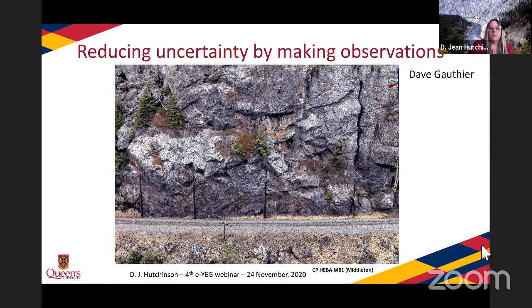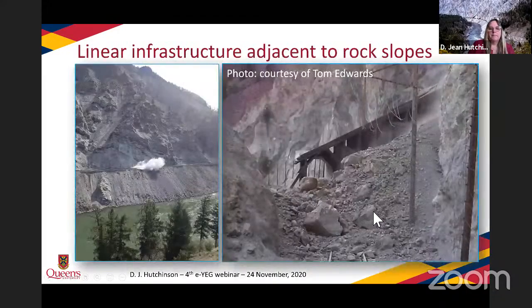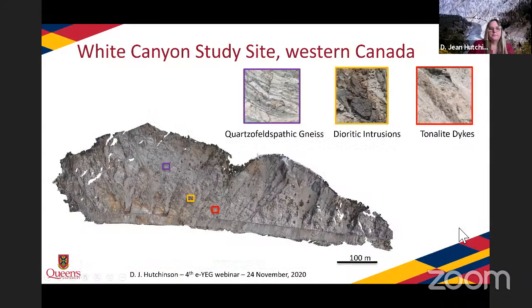So the first case I want to talk about is reducing uncertainty by making observations. We're talking about linear infrastructure that's adjacent to rock slopes, in this case, railways in Western Canada. And we have anything from very small failures, such as you see on the left side, to larger events on the right side. The site is located, as I said, in Western Canada. This is one of the slopes we look at. And I just wanted to include some information about the geology. This is a quartzo-feldspathic gneiss with both dioritic intrusions and tonalite dikes.